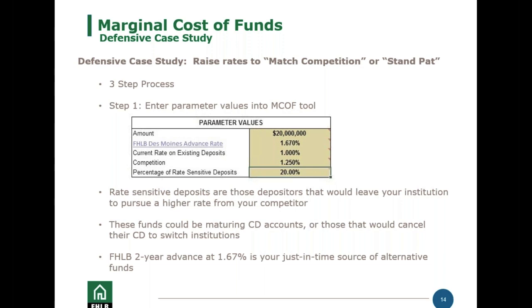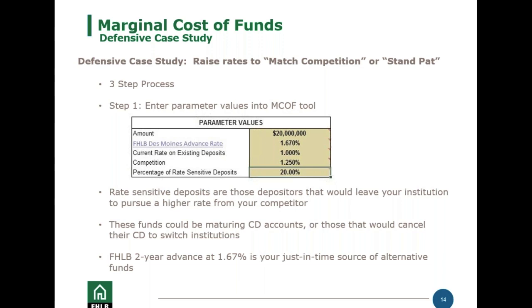Furthermore, you believe that of this 20 million, 20% or $4 million are rate sensitive and will leave your institution to seek higher rates with the competition. So step 1 is complete. You have the tool, which you can download from our website. We have contemplated parameter values to assess the marginal cost of funds. You have all the ingredients to make a sound and informed pricing decision.